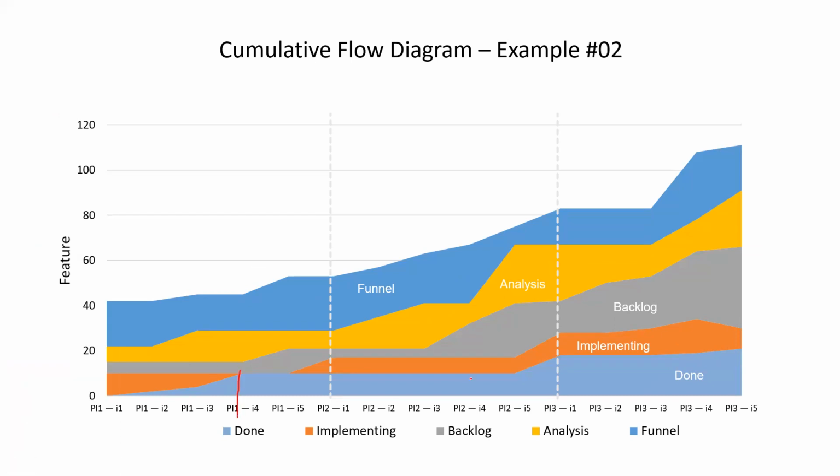Starting from here till here. What happened to the done stage? What happened to implementing? For the first 3 sprints, nothing is there in the implementing, maybe at least the first 1 sprint. Here, nothing is in the implementing. Here we started well and good.